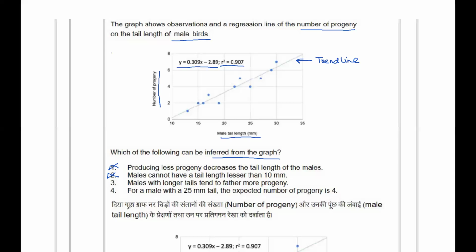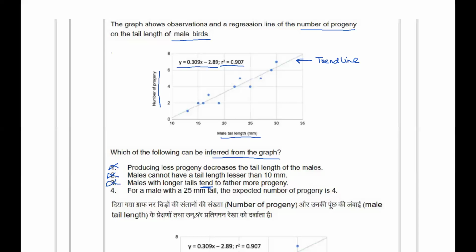Now, males with longer tails tend to father more progeny. That is "tend to", so they're not saying it's a 100% thing. So that could be correct, but let me check this. The title of the graph is Number of Progeny and the Tail Length of the Male Birds. We don't know about their offspring. Nothing is mentioned in the graph about their offspring. We just know the number of progenies with this length of tail. So even the third one is out.